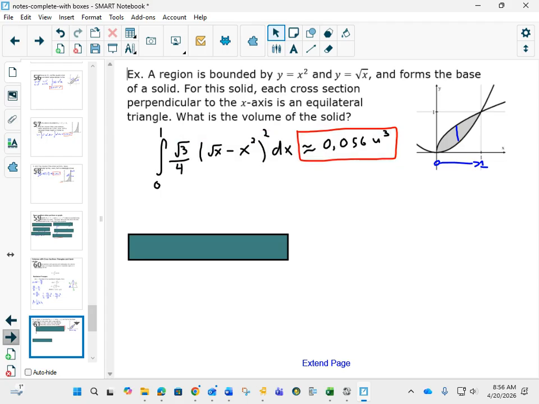So I got my root 3 over 4. My upper function is the square root of x. My lower function is x squared. That's all going to be squared. And if you type this into your calculator, you will get 0.056.